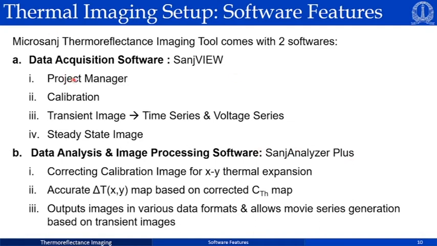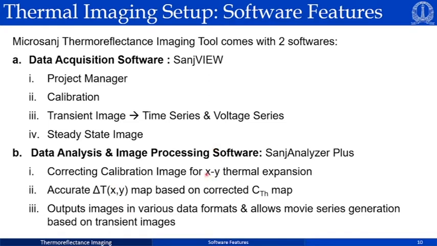Sange View has components such as Project Manager, Calibration Unit, Transient Imaging Unit, and Steady State Imaging Unit. The Transient Imaging Unit further has time series and voltage series capabilities, which we will be discussing in the Transient Imaging module. In addition to these components of the data acquisition software, we have the data analysis and image processing software, which is the Sange Analyzer Plus.